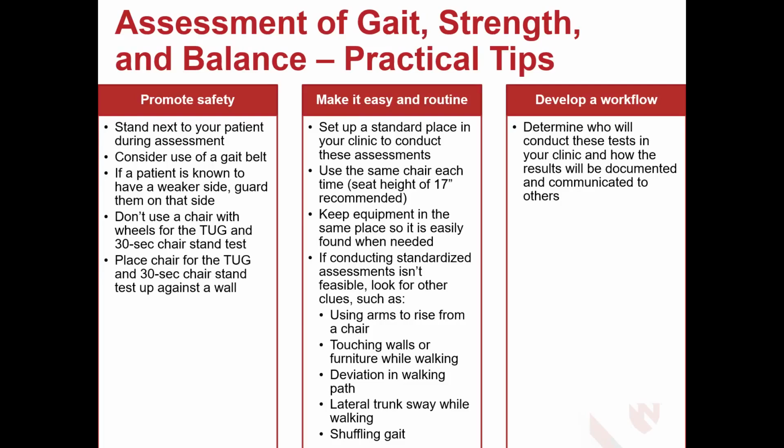If you find that it's simply not feasible to conduct these standardized tests, at least observe a patient's movement patterns and look for some clues that their gait, strength, and balance are impaired. This alone might be enough for you to decide that you want to refer for some intervention of this risk factor. So for example, do they have to use their arms when they get out of a chair, or do they reach out and touch walls or furniture while walking?